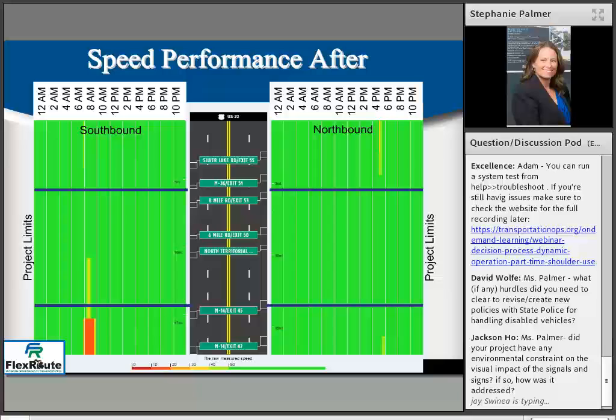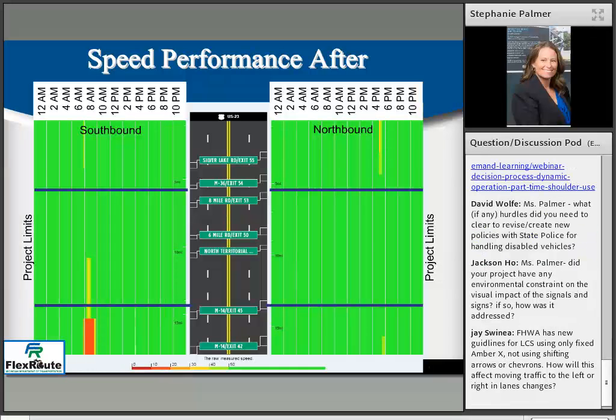This is a scan for after the implementation of the flex route. Southbound, we are seeing really, really good conditions, free flow within the project limits, and we're seeing a little bit of a slowdown downstream. Northbound, we are seeing a good improvement in the traffic flow, but we are seeing a slowdown northbound at the end of the project limit, and this is primarily because for northbound, the shoulder actually drops, whereas in southbound, it basically opens up into another lane.